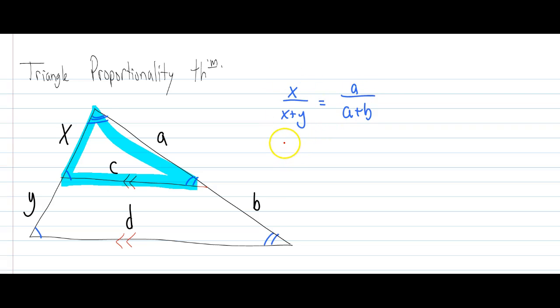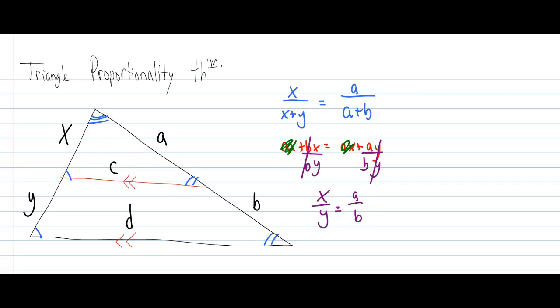Now if I cross multiply here, we get ax plus bx, and if we multiply in the other direction, we get ax plus ay. Interesting thing here is that ax is on both sides, so I could subtract. And now what I'm going to do is actually divide again. I'm going to divide both sides by y, gets rid of that, and also divide both sides by b to get rid of that, and we end up with x over y is equal to a over b. In other words, because of these parallel segments, we got that x over y is in the same proportion as a over b. We don't have to use the entire sides of the triangles in this case.